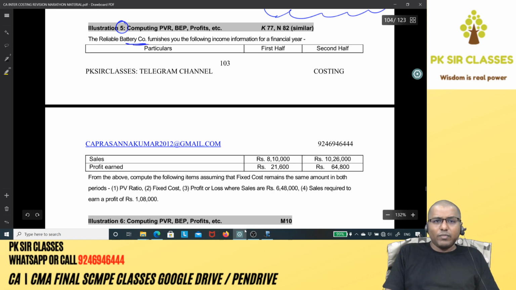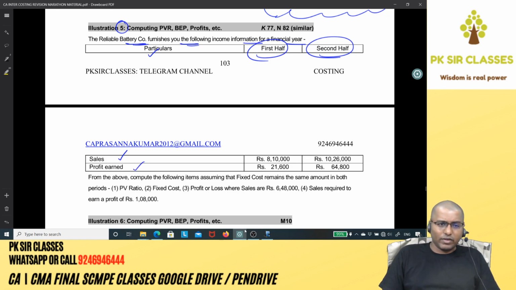The Reliable Battery Company furnishes you the following income information for a financial year. You have particulars, first half and second half. Sales for the first half and second half are given, and profit earned for the first half and second half is given. From the above, compute the following items, assuming that fixed cost remains the same amount in both the periods: PV ratio, fixed cost, profit or loss where sales are rupees 6,48,000, and sales required to earn a profit of 1,08,000. So that is your question.